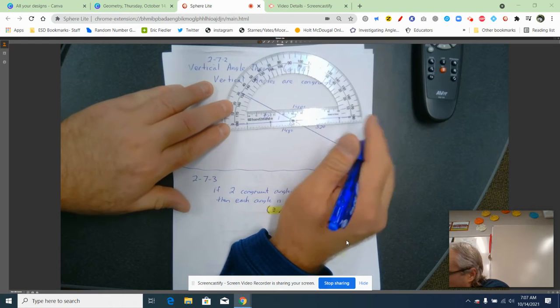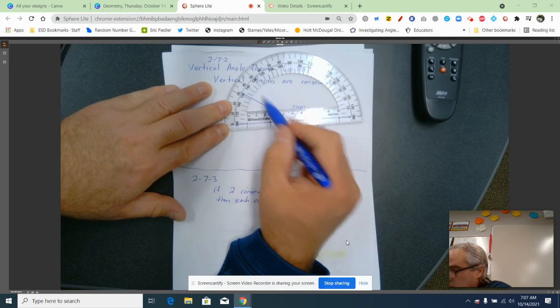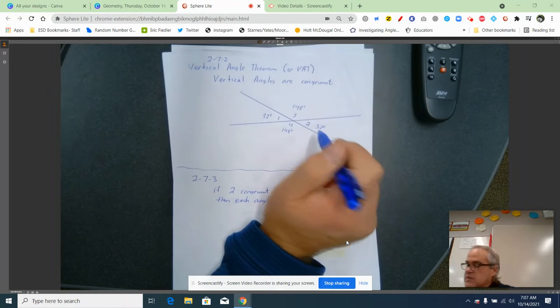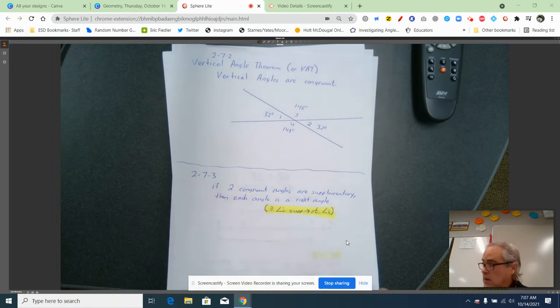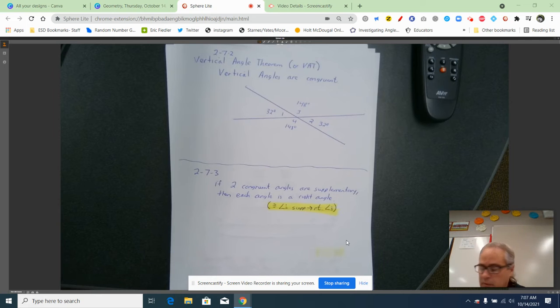So let's see. Yeah, it looks like if you go here, I don't know if you can see this very well, but it looks like it's a little bit smaller than 150 because it's an obtuse angle. Okay, so that's a very important theorem. We use it a lot, and it's also nice because it's pretty quick and easy to understand if you know what vertical angles are.